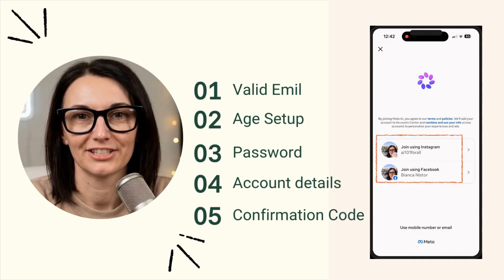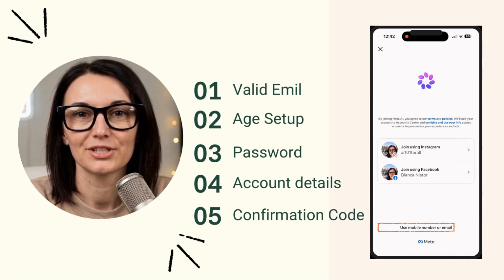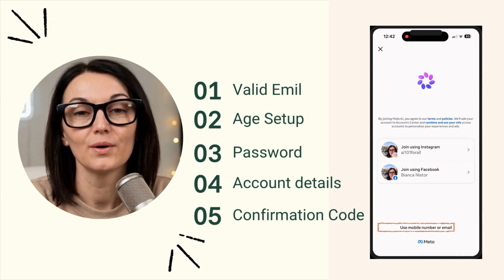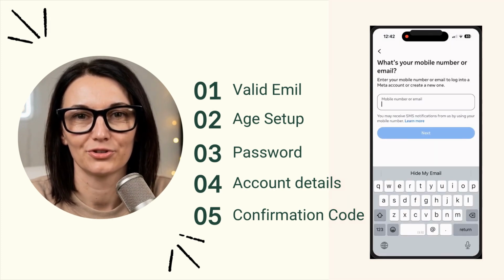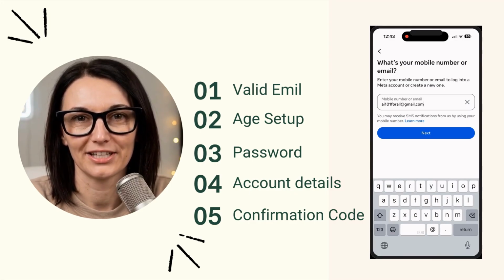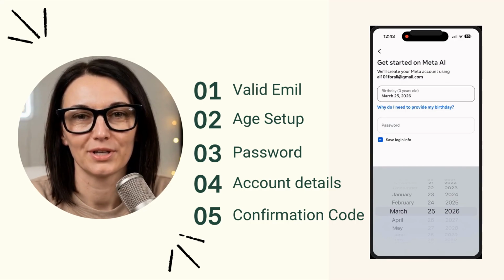Next, it'll ask you to sign in. If you already have a Facebook or Instagram account, you can use that. Today, I'll use the option that says use mobile number or email to create a new account. It only takes about 1 minute. First, enter a valid email address you can access. You'll need it soon, as Meta will send a confirmation code.